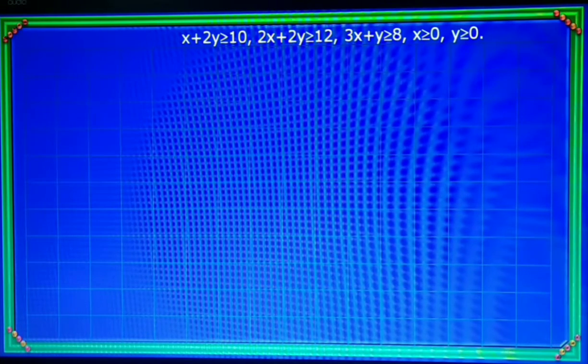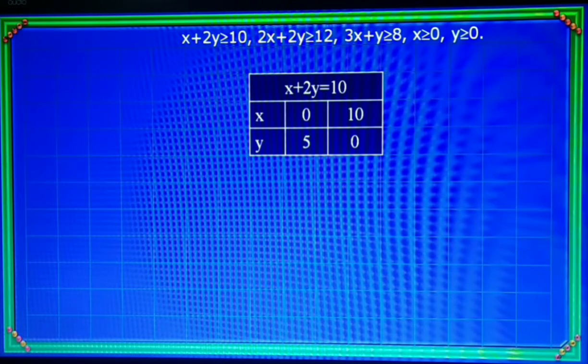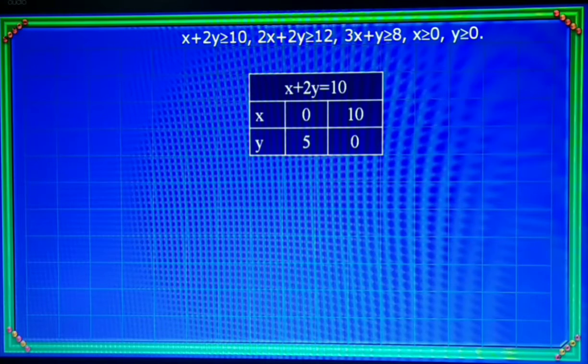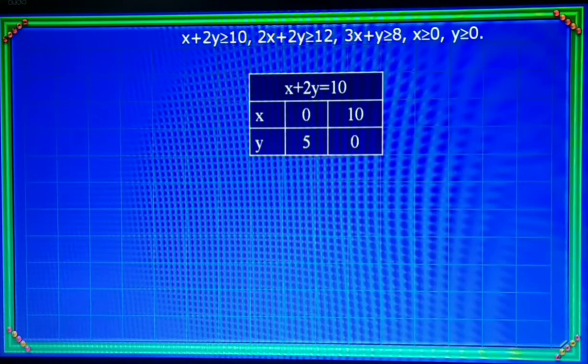Corresponding equations are x plus 2y is equal to 10 from first inequality. When x is equal to 0, we will get y is equal to 5. When y is equal to 0, x is equal to 10.